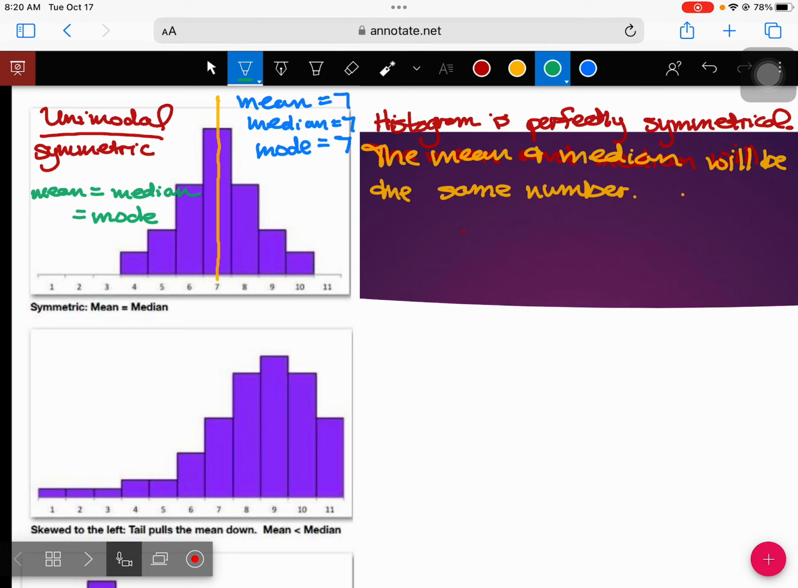Yes? Because you have just one spike or one highest column, like we do here. Because this is saying that we had more people that got, if this was like quiz scores, that got 7 out of 10 or 7 out of 11, I guess, maybe, then got 6 out of 11 or 8 or any other number. Good question.